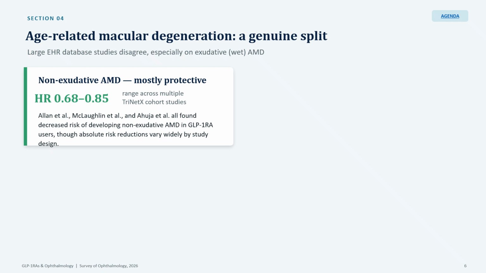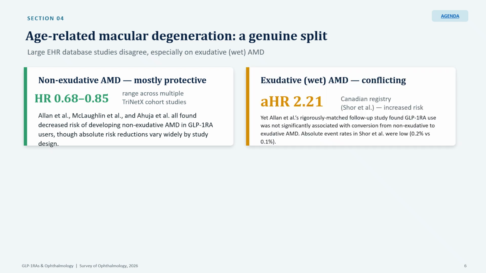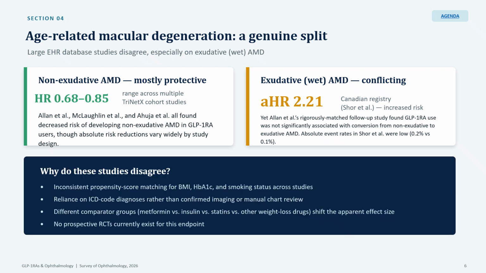Coming to age-related macular degeneration, here there is a genuine split. In non-exudative ARMD, it is found to be protective, where the risk of ARMD is decreasing as proven by certain studies. But in wet AMD, there are certain studies showing increased conversion of non-exudative to exudative. So again, we are at a crux whether we have to consider it to be protective or non-protective.